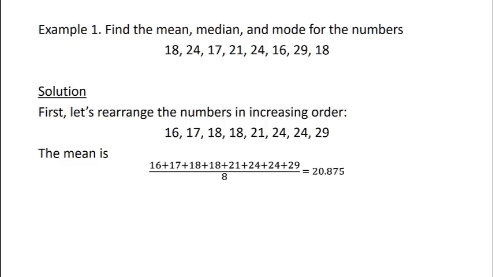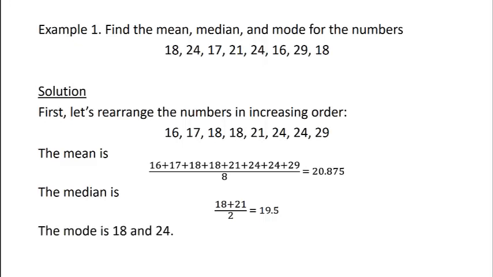For the median, since there are an even number of values in our list, the median will be the average of the two values in the middle. So 18 plus 21 divided by 2. The median is 19.5. The mode is the number that is found most common on our list. So this set of values has two modes, 18 and 24.